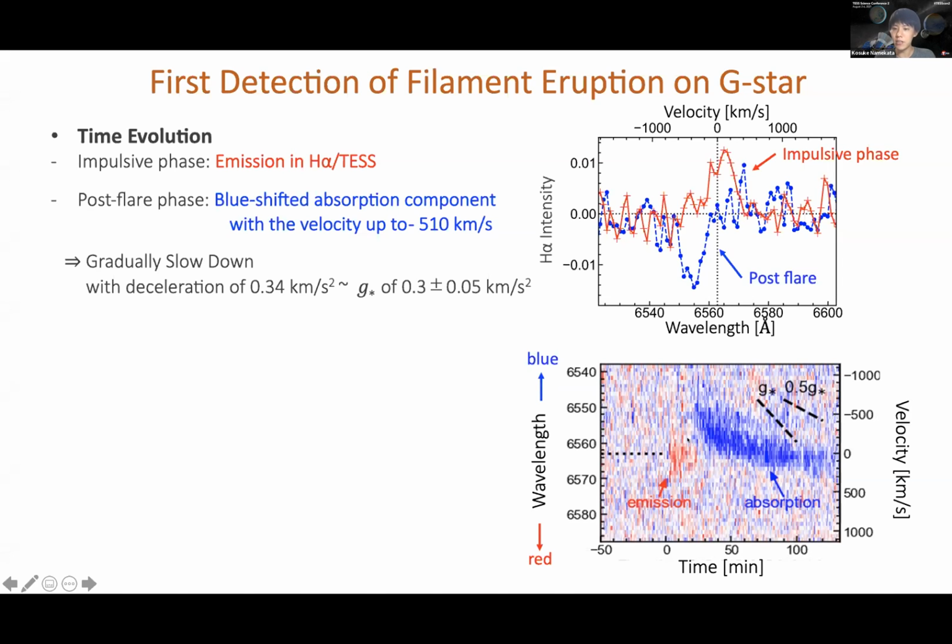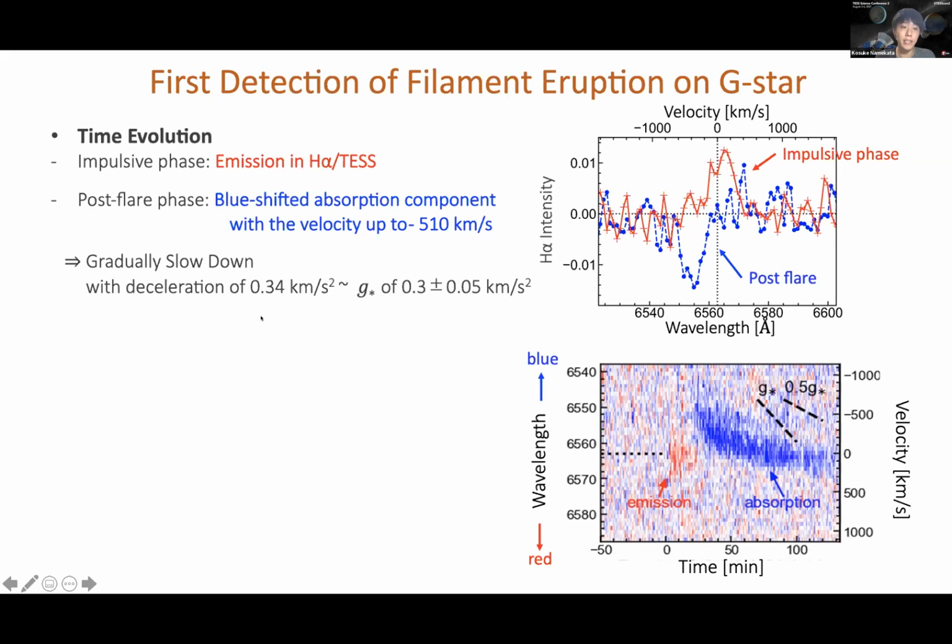And we could detect the temporal evolution of the pre-flare-subtracted spectra. The bottom is the spectra in the plane of time and wavelength. And here is the line center. And we are now showing that the blue-shifted component gradually slows down in time.